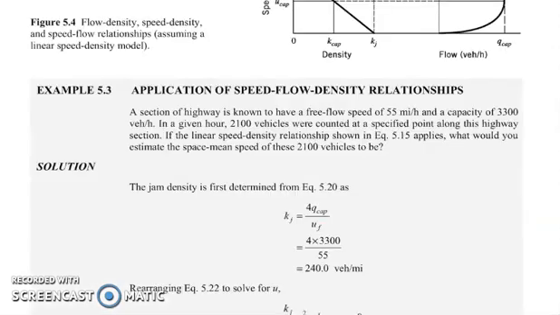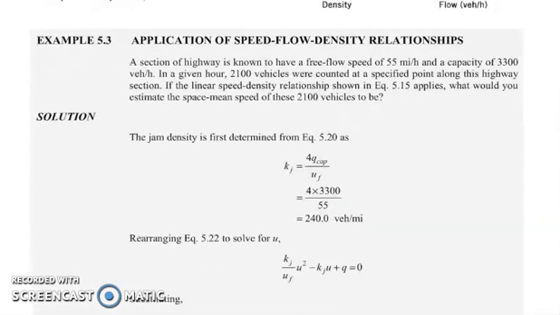So as we continue, for our problem, a section of highway is known to have a free flow speed of 55 miles per hour and a capacity of 3,300 vehicles per hour. In a given hour, 2,100 vehicles were counted at a specified point along this highway section. If the linear speed-density relationship applies, as shown in the equation a while ago, what would you estimate the space mean speed of these 2,100 vehicles to be?